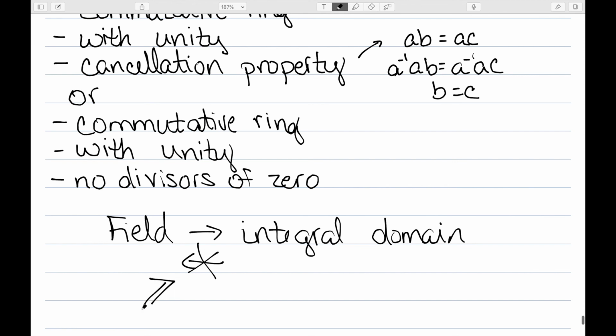As an example, Z, the integers. We've already discussed how these are a commutative ring, since the integers are commutative under multiplication. It does have a multiplicative identity element, 1, and there's no divisors of 0. Also, the cancellation property absolutely does work in the integers. However, we do not have inverses. So this is an example of an integral domain that's not a field.